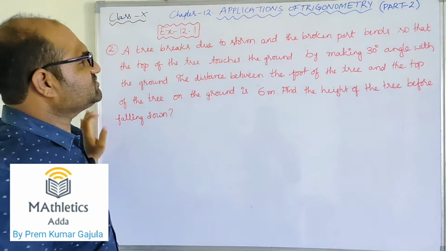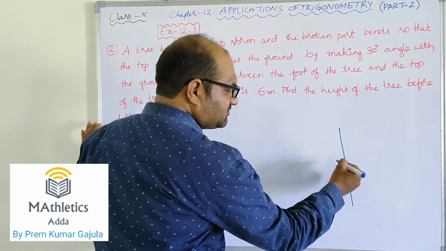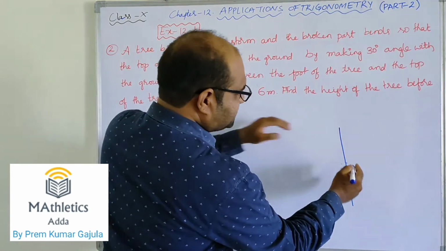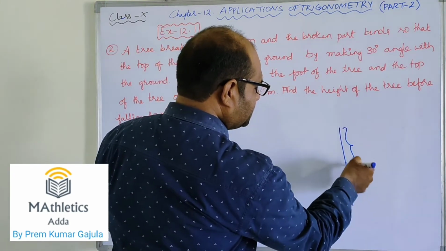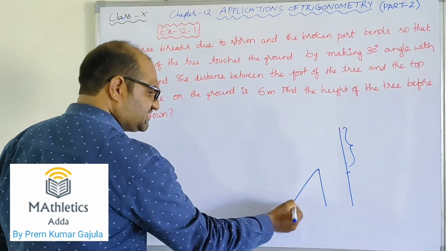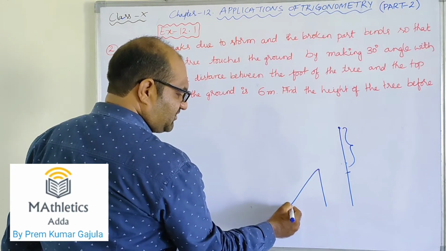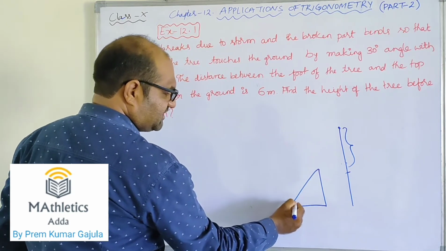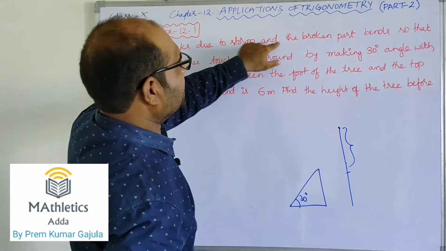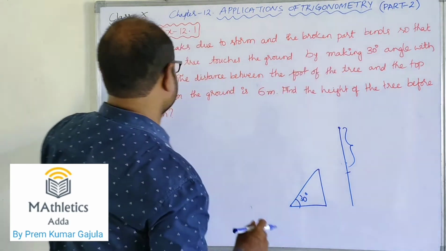A tree breaks due to storm. For example, if you take a tree like this, due to storm, a tree is broken. This has broken, and the broken part is touching the ground. This is the top of the tree, and the top of the tree is touching the ground, making an angle of 30 degrees with the ground. A tree breaks due to storm, and the broken part bends so that the top of the tree touches the ground by making an angle of 30 degrees with the ground.